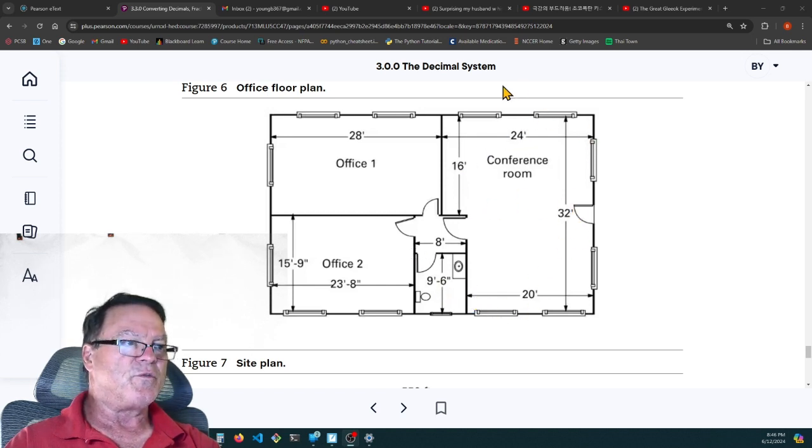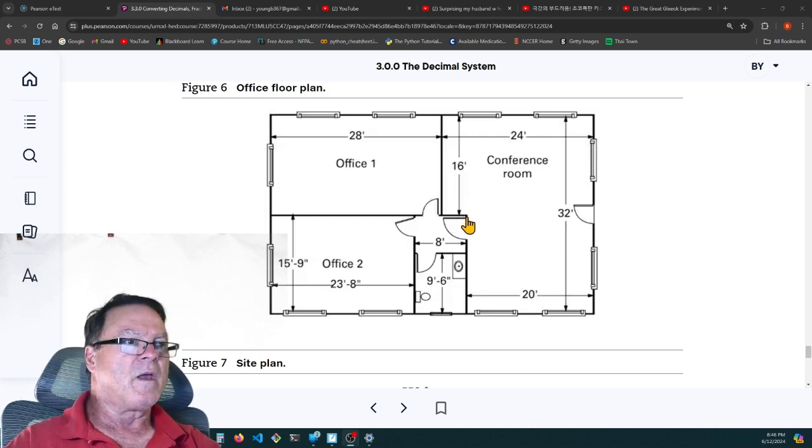Then the conference room, this big area, you can see it has a little jog in the wall here. So it's 20 feet on the south side, it's 24 feet on the north side, and it's 32 feet on the east side and 32 feet on the west side. So I figured it as 20 and 20 and 32 and 32, and then I added these two 4-foot sections of wall at the end.